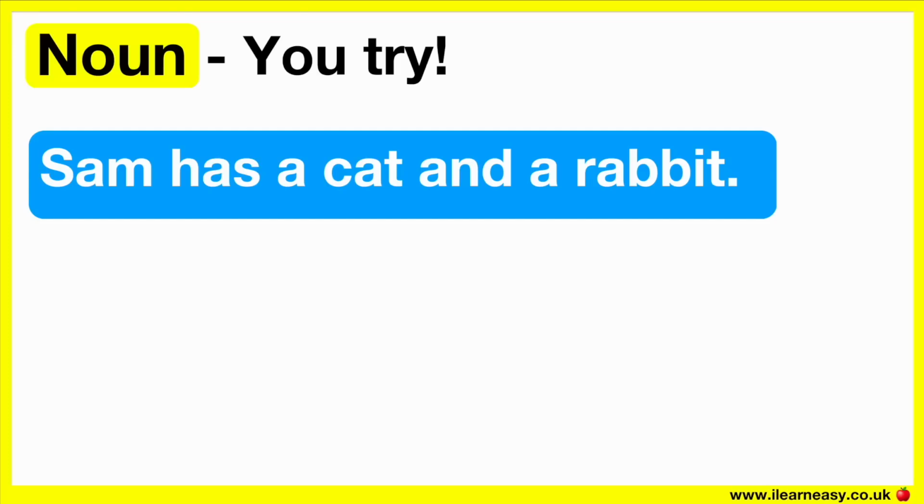Sam has a cat and a rabbit. The nouns in this sentence are Sam, cat, and rabbit. Sam is the name of a person. Cat and rabbit are names used to refer to animals.